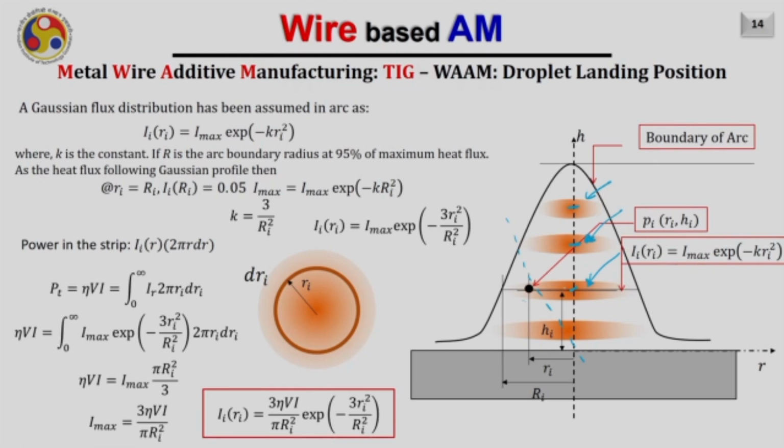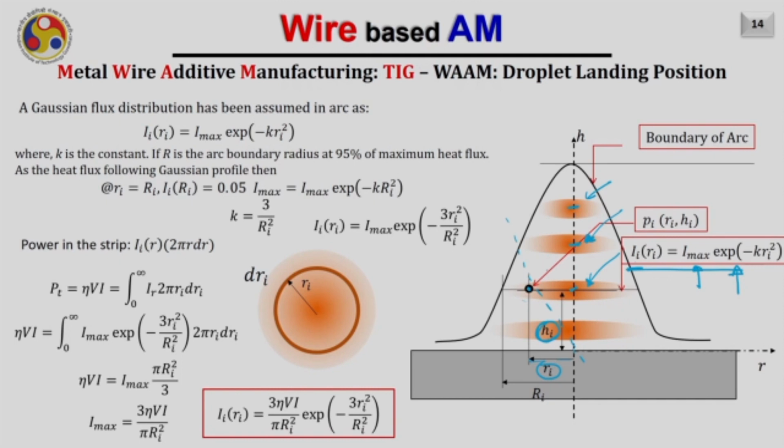So in general, if I say there is a point at a distance Ri from here and at a height Hi from the bottom, at that location the expression corresponding to the intensity distribution will be given by this formula. It does not have any H term here. If you notice, the intensity at this location, I(Ri), equals I max exponential minus K Ri square. So what I want to emphasize here is that this expression is independent of Hi. There is no Hi here, right?